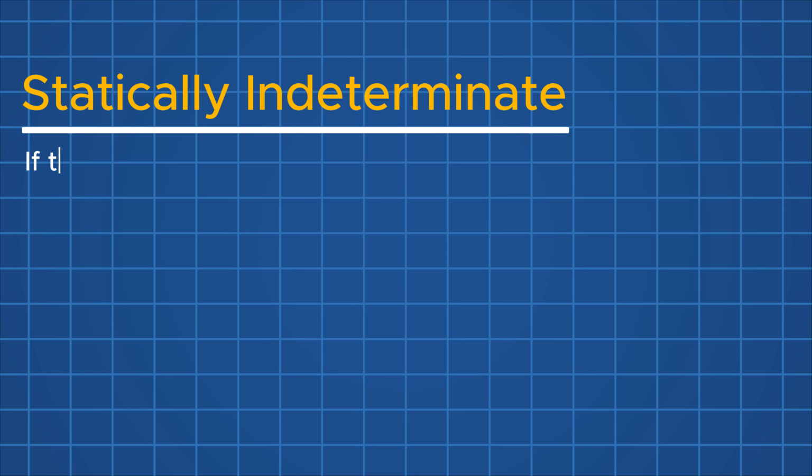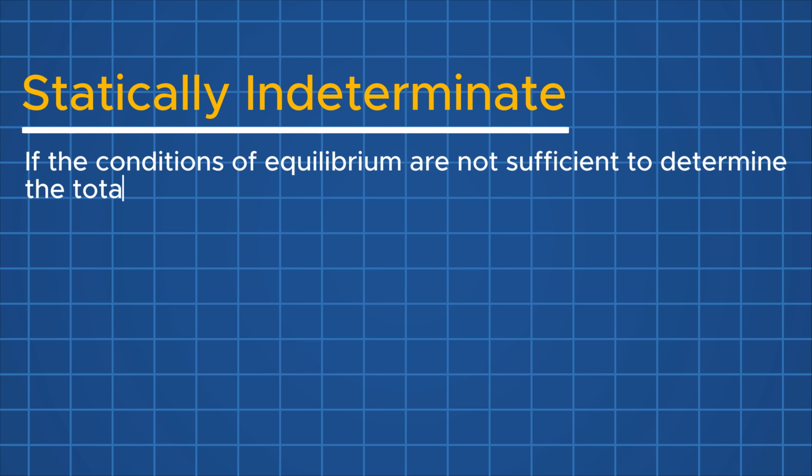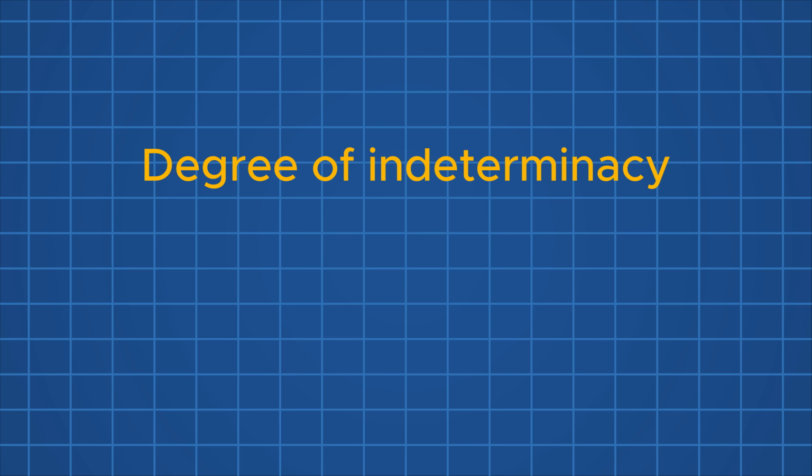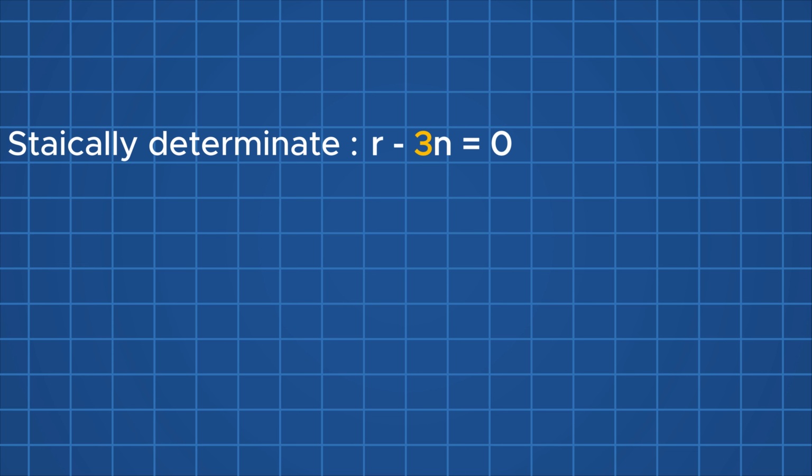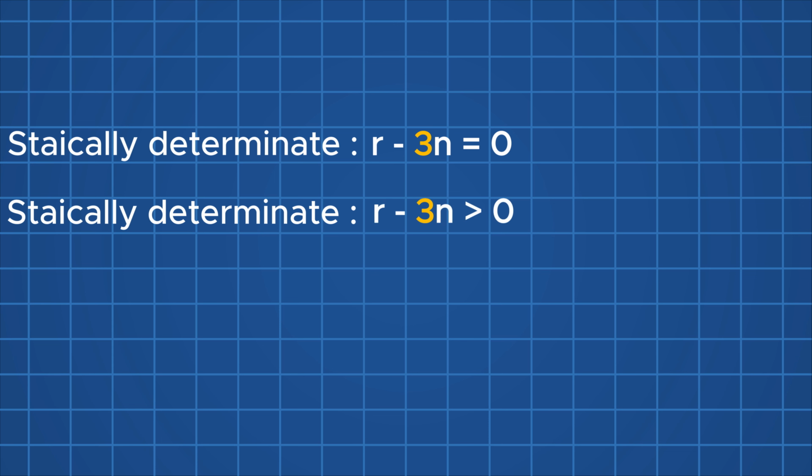A structure is said to be statically indeterminate if the conditions of equilibrium are not sufficient to determine the total reaction of the structure. Degree of indeterminacy. The degree of indeterminacy of a structure is the difference between the total unknown reaction and the number of equilibrium equations. For a statically determinate structure, the difference is equal to 0. For a statically indeterminate structure, the difference is greater than 0. And if the difference is less than 0, the structure is said to be unstable.